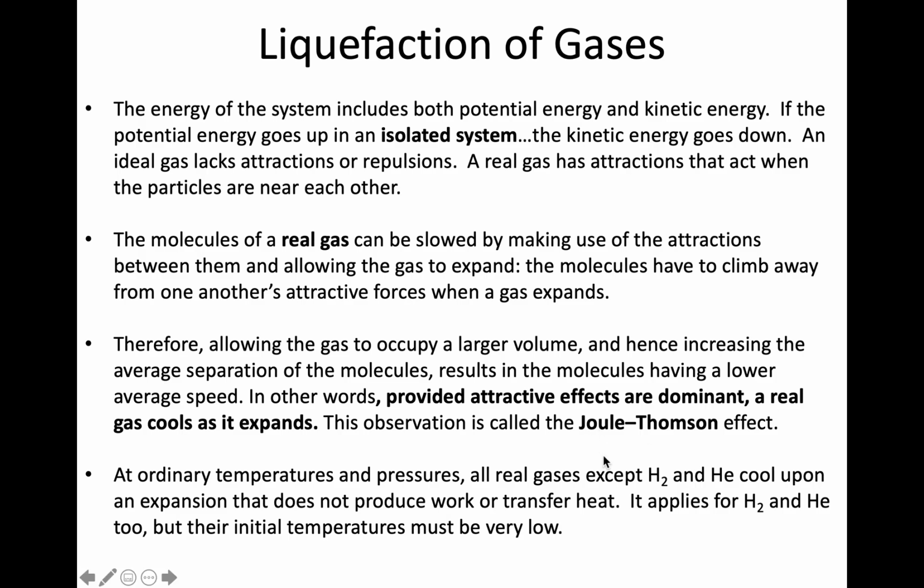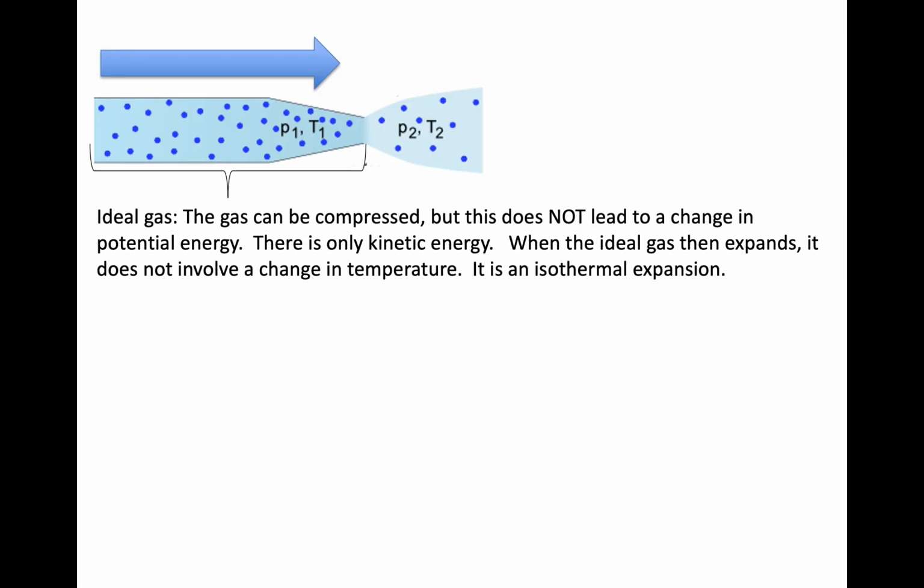This is what's described as the Joule-Thomson effect. At ordinary temperature and pressure, this is apparent for all gases, except these very smallest of ones like H2 and helium. It will work for those too, but you have to have an even lower temperature. Here's what's taking place at a particle level. So we're sending a gas through this chamber. It's at a particular pressure and temperature. It's reaching this narrow tube part.